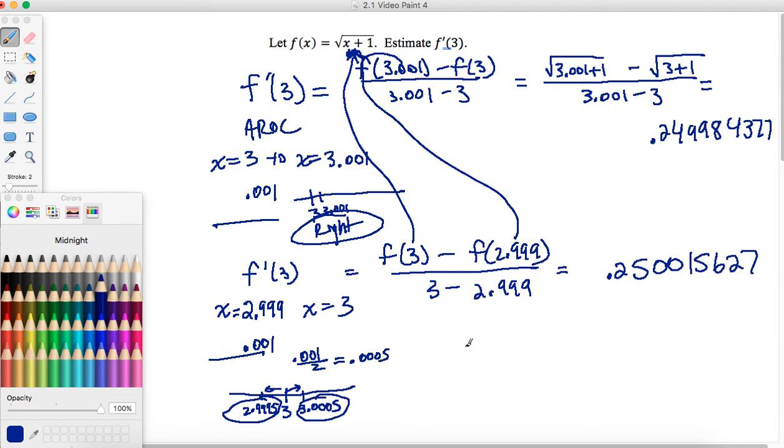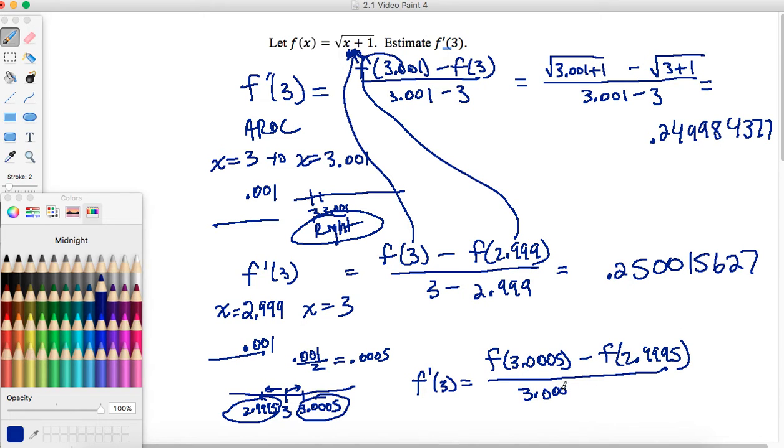And then that way, if I want to do my average rate of change, these are the values that I'll use. And so my f prime of 3 will come from doing f of 3.0005 minus f of 2.9995 all over those x values subtracted from each other. And I did that in my calculator, and I actually got 0.25. And what you'll find is that most of the time, this centered version is the average of these two.